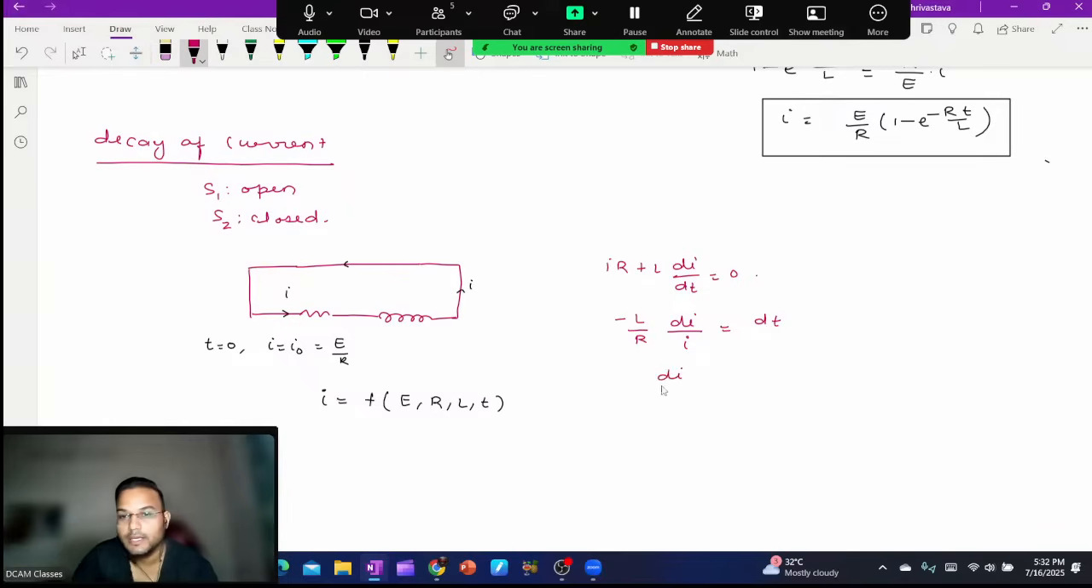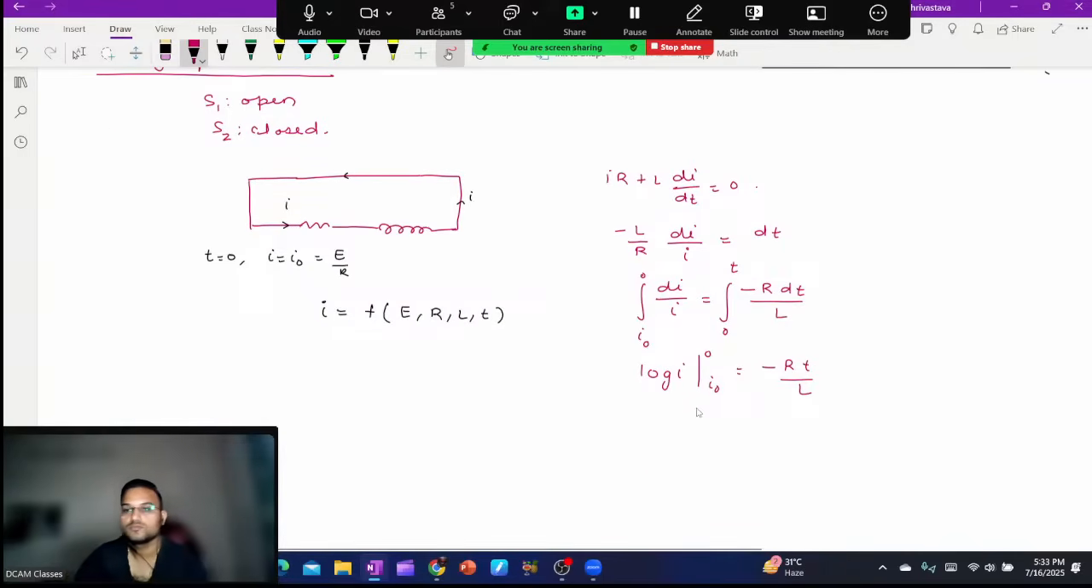So di by I is equal to minus R dt by L. So you just integrate this part. It will be from I naught to I, and time from 0 to t. Log I from I naught to I, minus Rt by L.